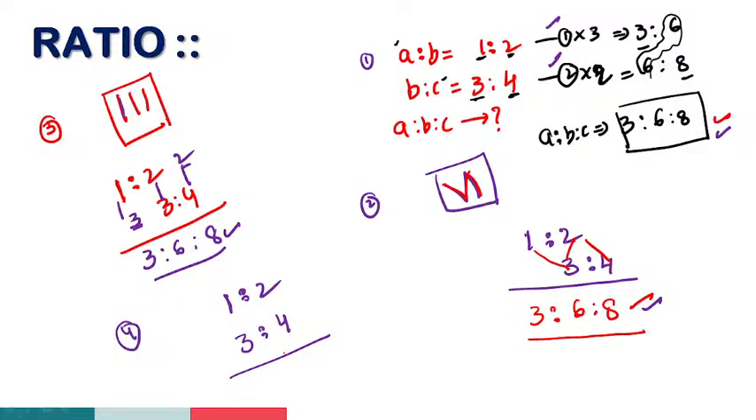If you want to find out the A value, we have to find out A is to B is to C. If you want to find out the A value, just multiply the left hand side numbers.